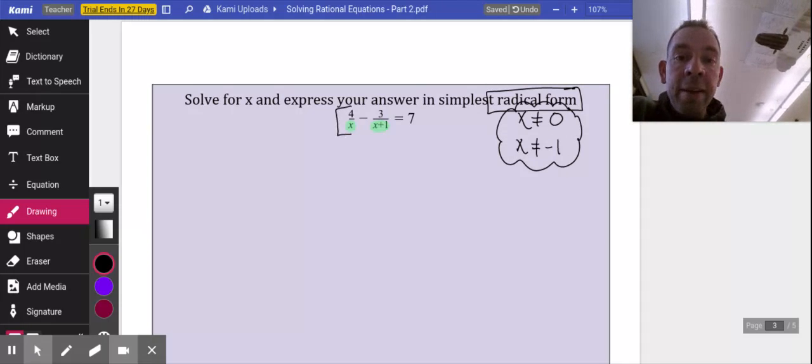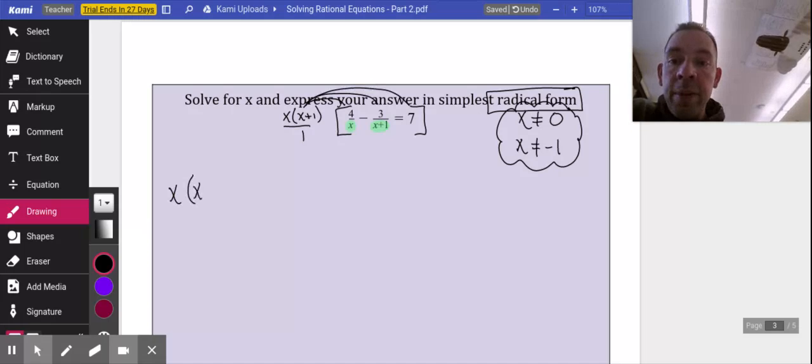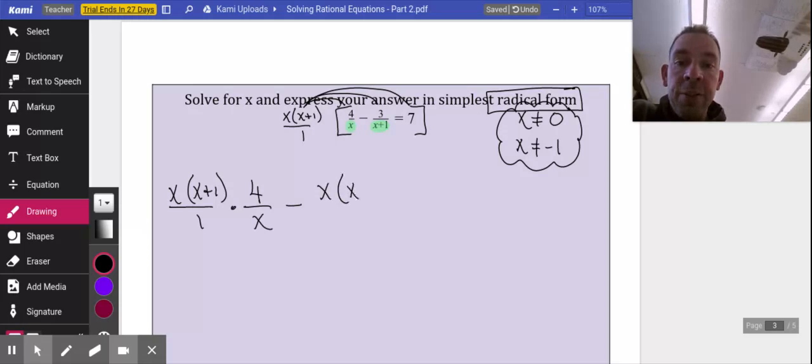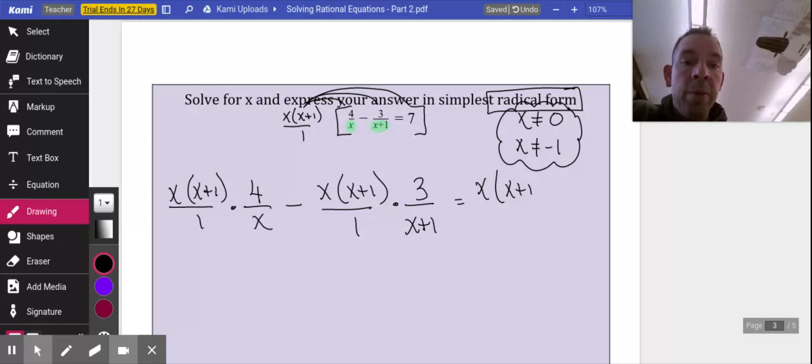So this is a great time to maybe hit that pause button and see if you can solve this one on your own. So I'm going to go ahead. My LCD is the product of x and x plus 1. And I'm going to distribute this to the first term, and then I'll distribute it to the second term here. And we'll distribute it to the 7.